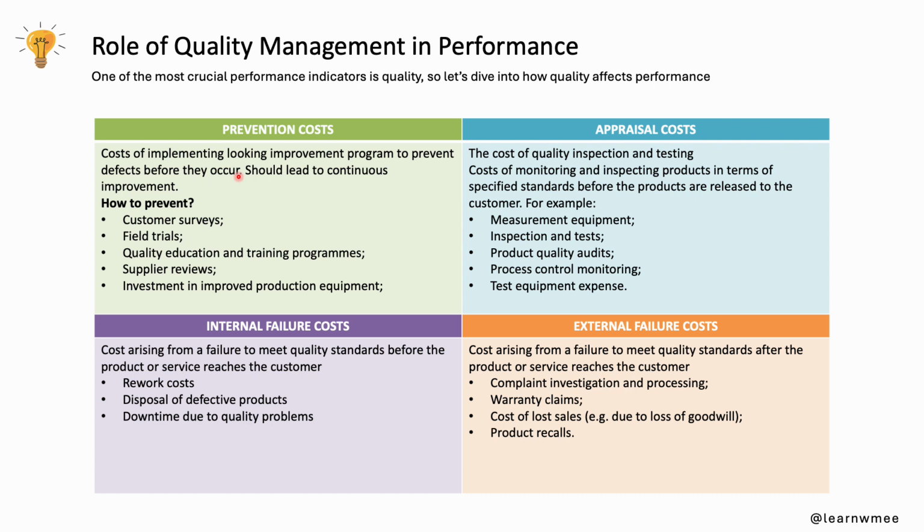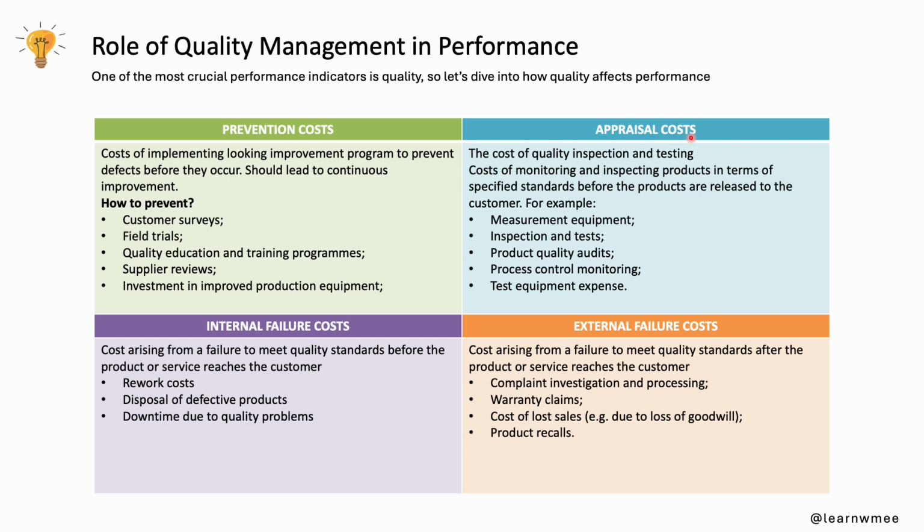Prevention cost. This is the cost of implementing a quality improvement program to prevent defects before they occur. So basically, prevention costs include all the costs which a company or an organization incurs to ensure they don't suffer from quality problems, to prevent quality problems. Examples of such costs are customer service, field trials, quality education and training programs for the employees, supplier reviews, and investment in improved production equipment to ensure there are no defects or issues.